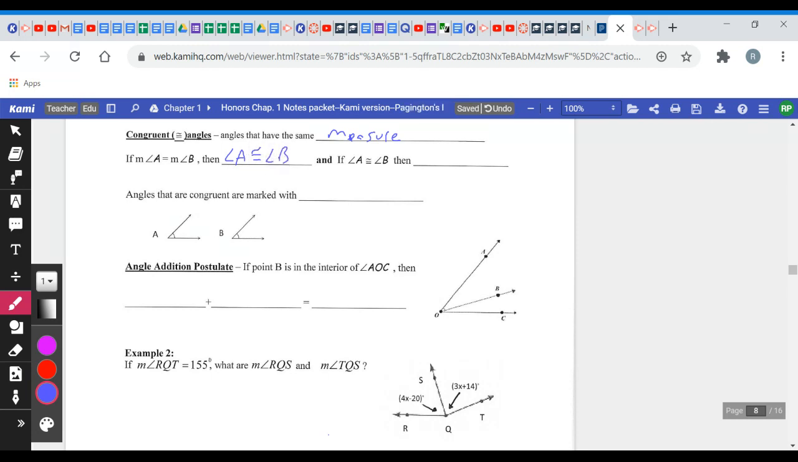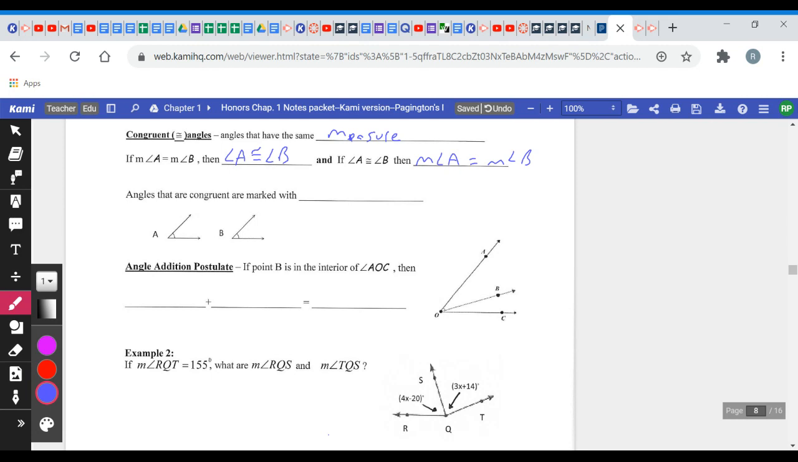And if angle A is congruent to angle B, if that's something I know, then I therefore know for sure that the measure of angle A must be equal to the measure of angle B. Again, if I'm using the equal sign, then I'm going to have the little m's in front of the angles. If I'm using a congruent symbol, I don't have the m's in front of the angles.